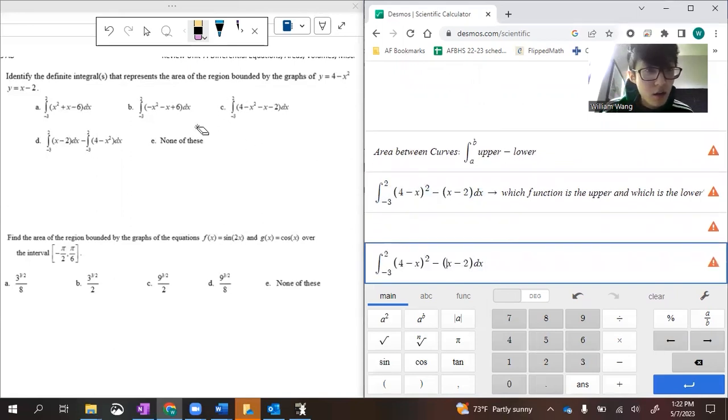All right. 4 minus x squared minus x over 2. Looks like, okay, so I would say it looks similar to D, but the order is flipped, right? The upper and lower is flipped, so it's not D. C, they forgot to distribute the negative. It should be -x plus 2, so it's not C. So it's either going to be A or B.